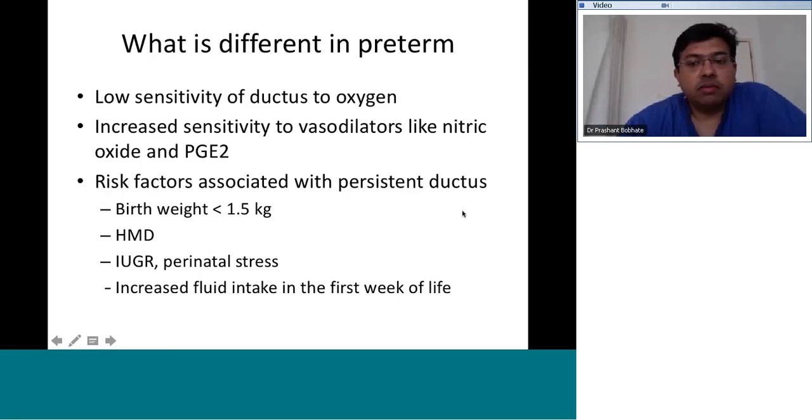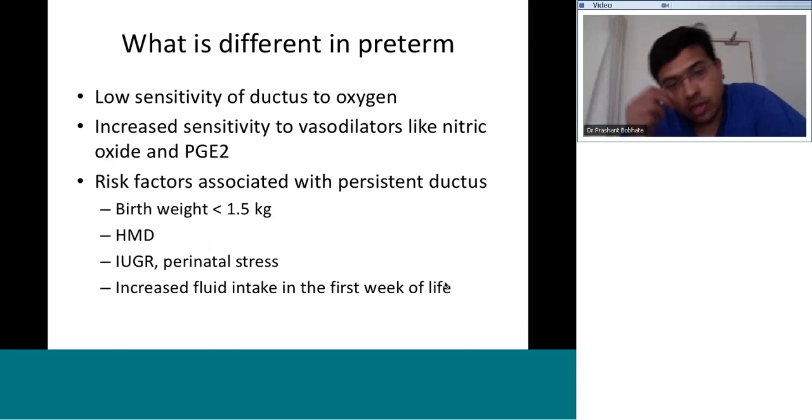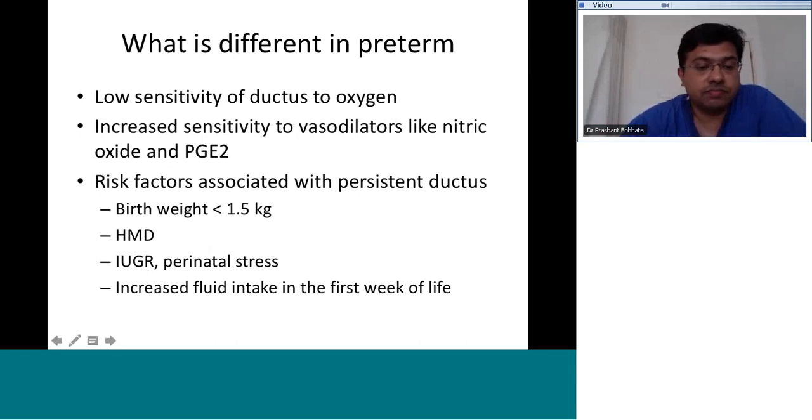So what is different in the preterm baby? In a preterm baby, there is low sensitivity of the ductus to oxygen. As we said, in a baby who is less than 28 weeks, the sensitivity of the ductus to oxygen, even when it is a fetus, is less. There is increased sensitivity to vasodilators like nitric oxide and PGE2. And what are the risk factors associated with persistent ductus in the postnatal period? One is a birth weight less than 1.5 kilos, hyaline membrane disease, IUGR, perinatal stress, and increased fluid intake in the first week of life.